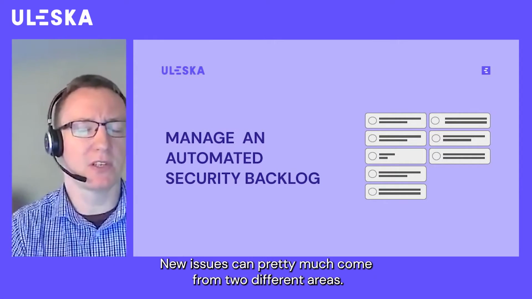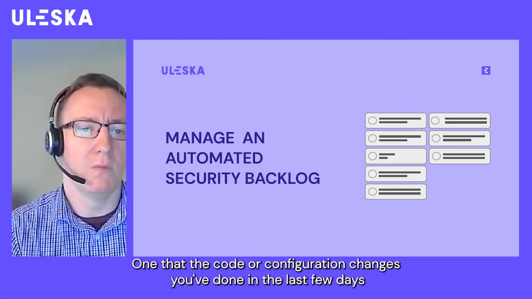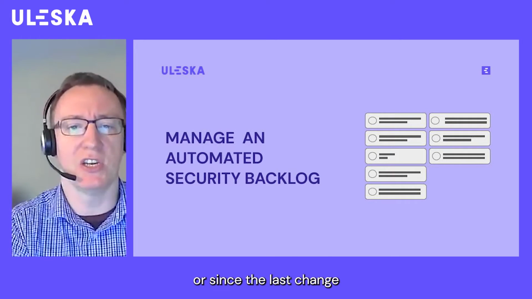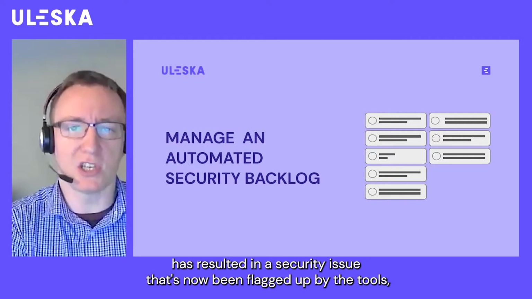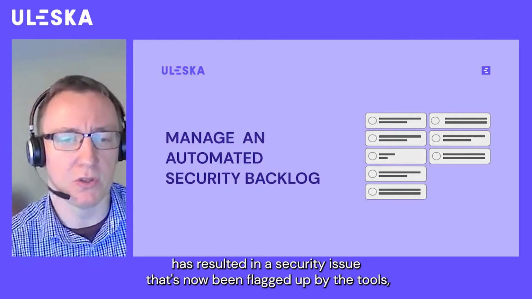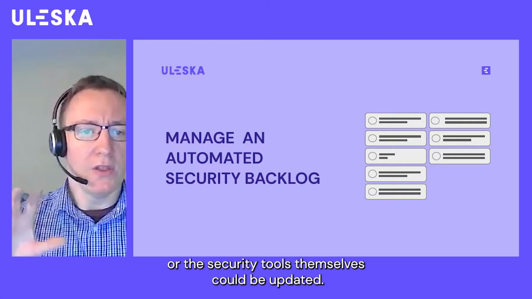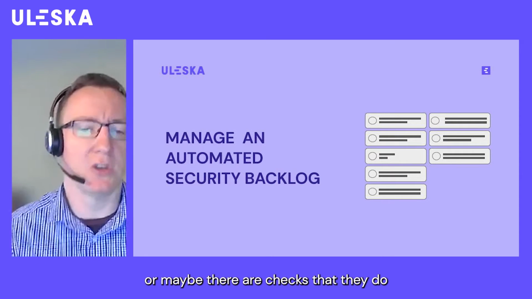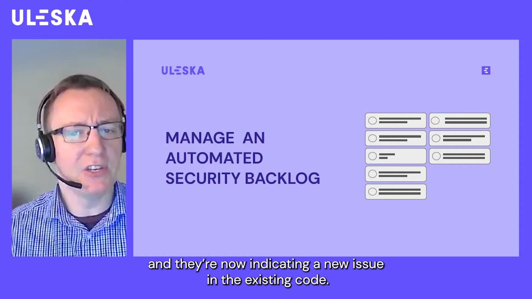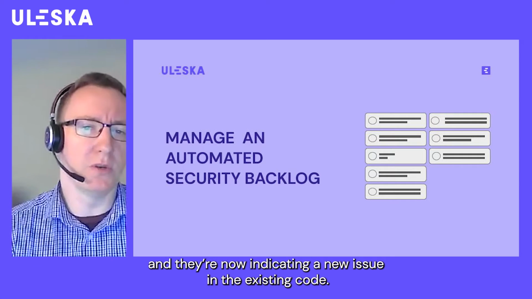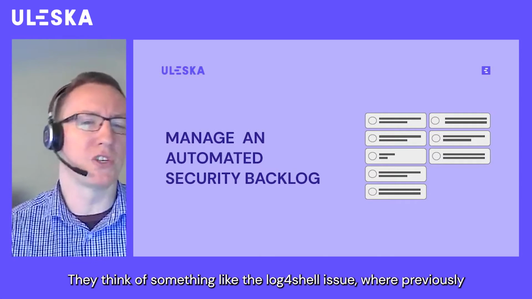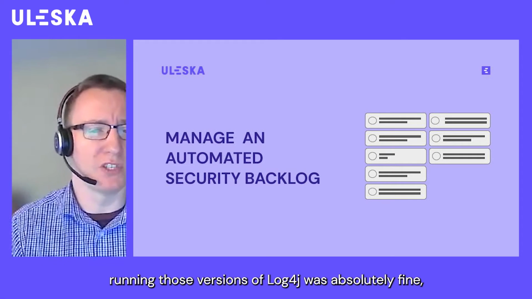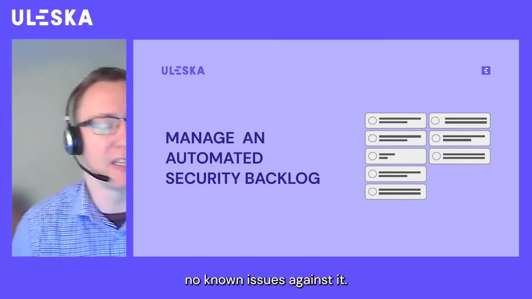New issues can pretty much come from two different areas. One, the code or configuration changes you've done in the last few days or since the last change has resulted in a security issue that's now been flagged up by the tools. Or the security tools themselves could be updated, maybe their lists or their checks, and they're now indicating a new issue in the existing code. Think of something like the Log4Shell issue, where previously running those versions of Log4j was absolutely fine, no issues against it.